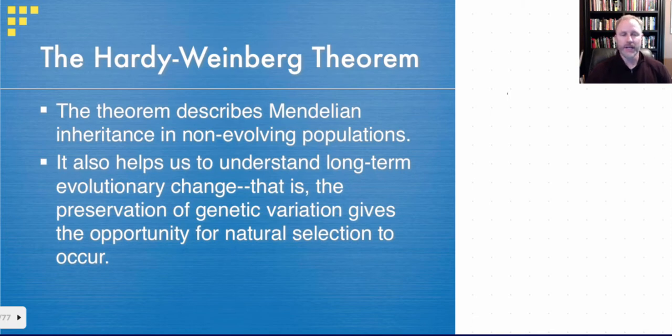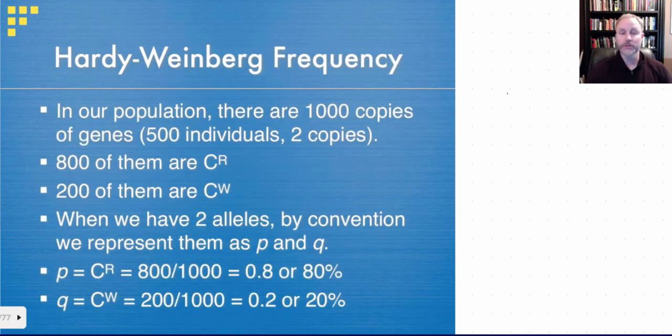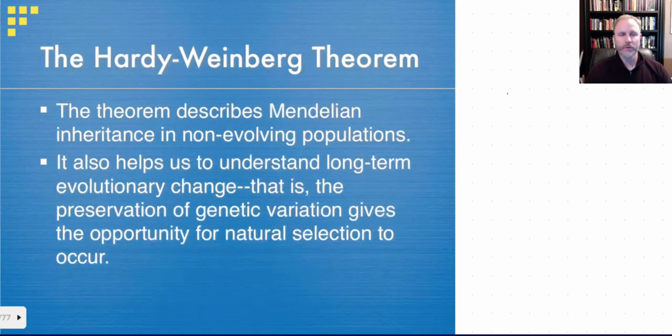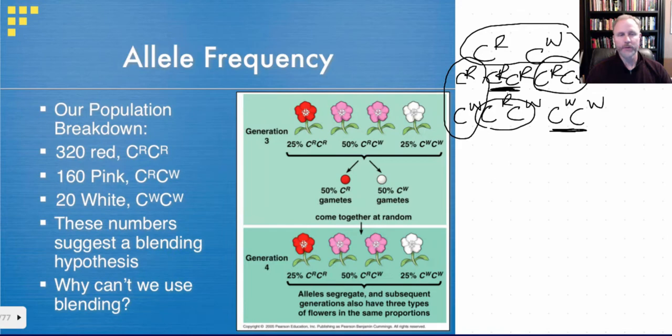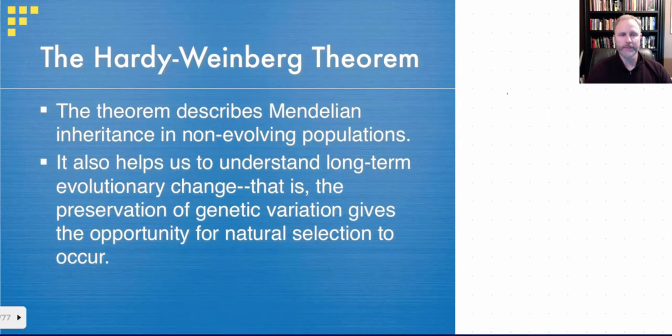This genetic variation is basically what's going to allow natural selection to actually occur. So if we look at our population again, we've got the 1,000 copies of these alleles, and the way the Hardy-Weinberg theorem essentially works here is, let's say we have 800 that are C^R and 200 that are C^W. If we go back for a second, we have 320 red, 160 pink, and 20 that are white.